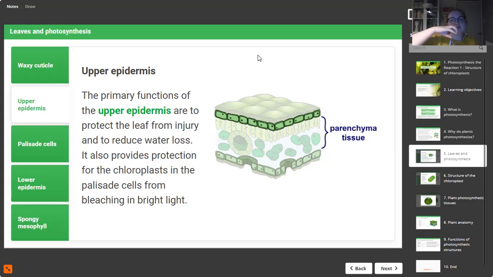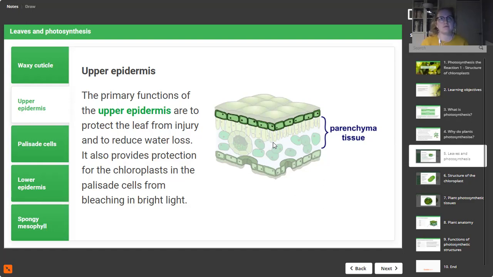When water sits on top of the leaf before it runs off, the upper epidermis is that extra layer that protects everything in the parenchyma tissue layer, which is a really important layer that has all your chloroplasts and palisade cells. It's another protection layer. Again, it's reducing water loss to help your plant stay healthy. It also protects the chloroplasts in the palisade cells from bleaching in bright light.